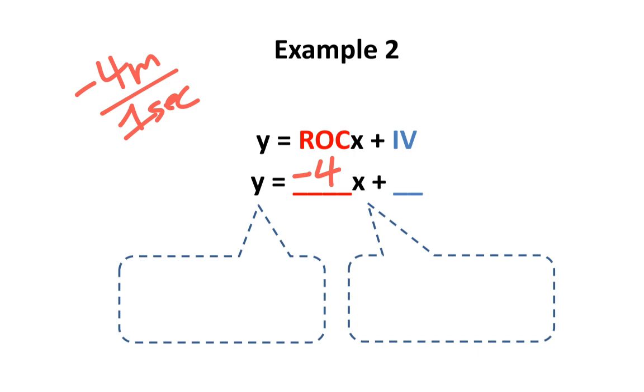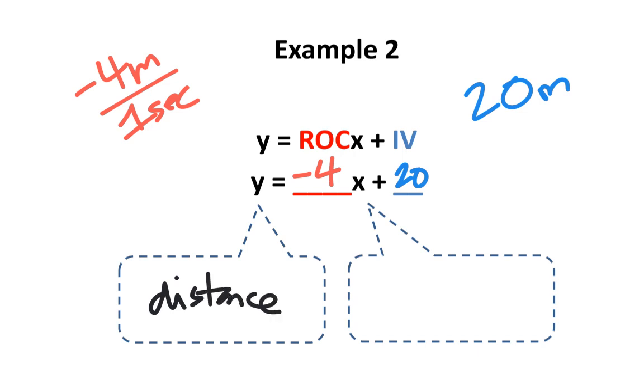We also discovered the initial value to be 20 meters, since you have a distance of 20 meters when your time is 0 seconds. Therefore, I'm going to write 20 as my initial value. Therefore, this situation can be represented with the equation y equals negative 4x plus 20, where y represents the distance, since that was on the y-axis, and x represents time, since that was on the x-axis.